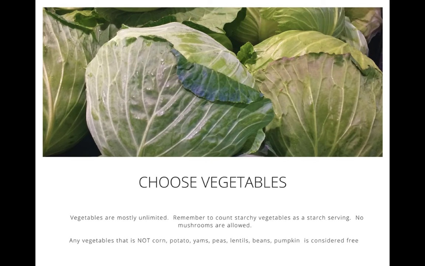And we want to choose vegetables. I call them the free foods because we can have as much as we want. It's unlimited because they don't feed the yeast. So our meals are mainly going to be these non-starchy vegetables. And just remember, mushrooms are not allowed. Any vegetable that's not corn, potato, yams, peas, lentils, beans, or pumpkin is considered free, so it's a non-starchy vegetable and we can add it to our meals.